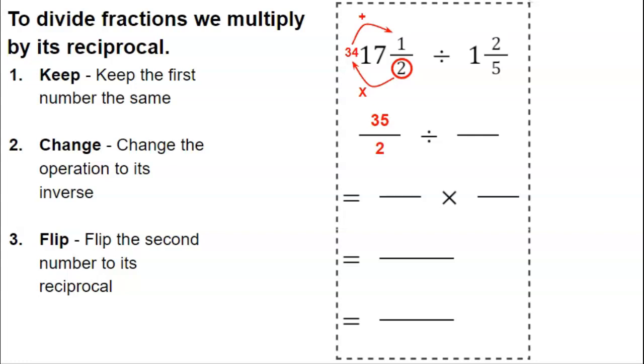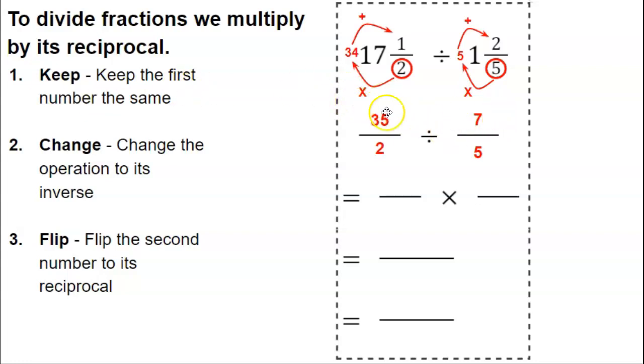Next, we work on 1 and 2/5. We take our denominator and multiply by the whole number. 5 times 1 is 5, and that product will be added to the numerator, giving us 5 plus 2 is 7, and we keep our original denominator. Now we have 35/2 divided by 7/5.